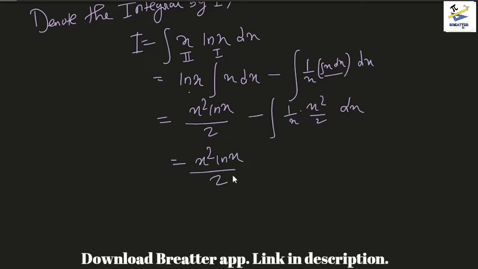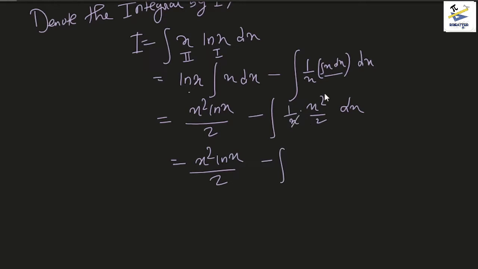And as we can see, this becomes x square ln x by 2 minus the integral of, this x is cut off, it's x by 2 dx, which can also be evaluated. So x square log x by 2 minus this is x square by 2, so this is x square by 4. Now we can include a plus c to complete our answer.